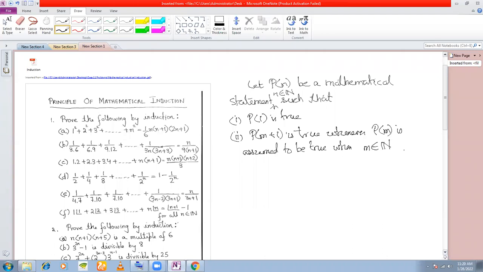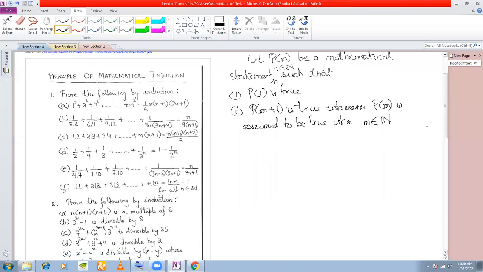The application part is important. I've just stated this for the formal purpose. Let us look at the first question, just a demonstration of mathematical induction. Question number 1a: prove by induction.